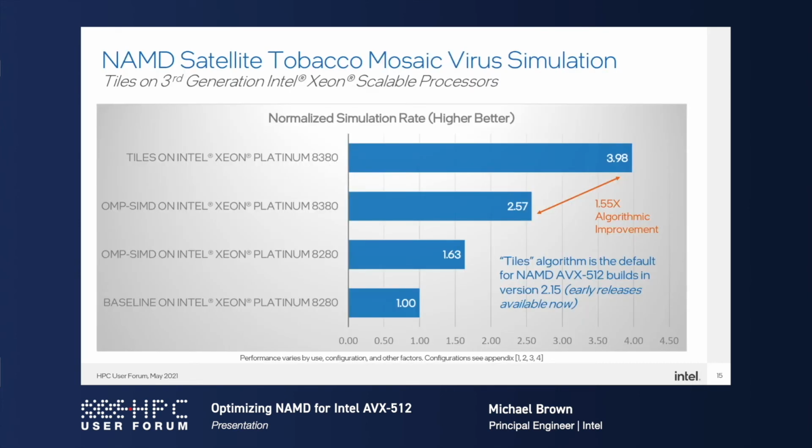Here, we see an additional 1.55x improvement from optimizing for memory access with the tiles algorithm on 3rd generation Xeon processors.